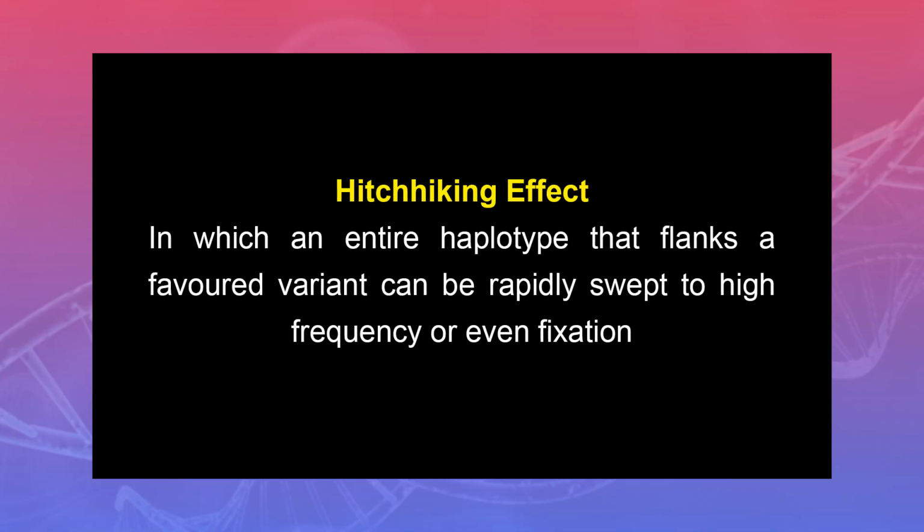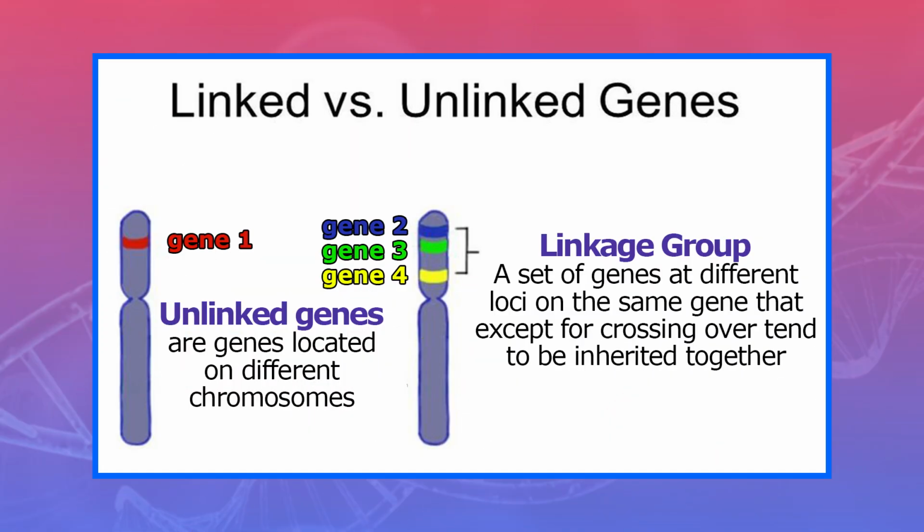The first is a hitchhiking effect, in which an entire haplotype that flanks a favored variant can be rapidly swept to a high frequency or even fixation. Although the effect is generally milder, selection against deleterious variants can also inflate linkage disequilibrium, as the deleterious haplotypes are swept from the population.